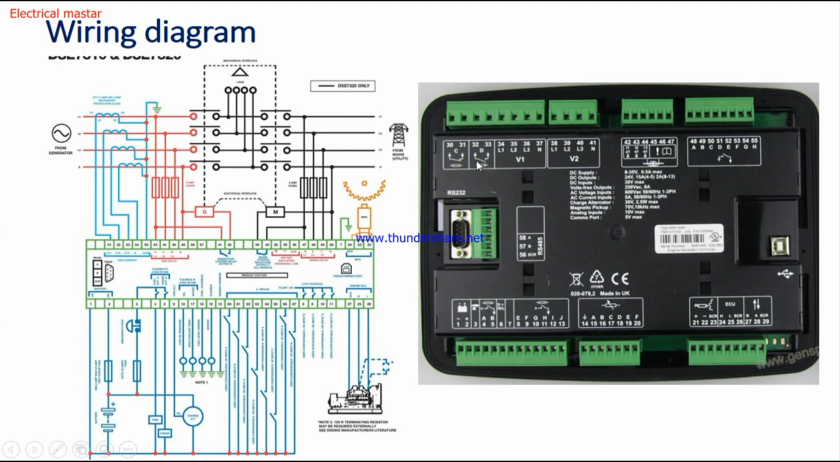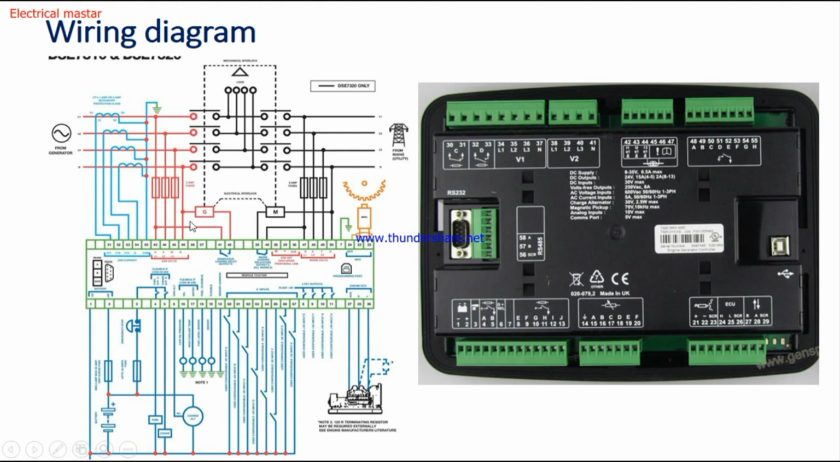With the help of this NO and NC, when the generator supply is on, this NO will be closed. That means 32 and 33 will be closed. For this magnetic contactor auxiliary supply, the phase is connected to terminal 32 and the output is taken from 33. It connects to the A1 terminal of the generator contactor. It means if the generator is on, then this NO will be closed. So from that positive supply, it gives the auxiliary supply to the magnetic contactor, and then the magnetic contactor will be closed.